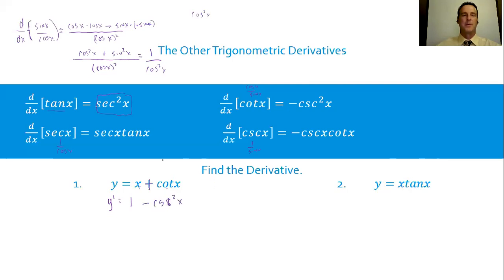Okay, now you may not know this, but we all know that sine squared x plus cosine squared x equals 1. And we also may remember that 1 plus tangent squared x equals secant squared x.